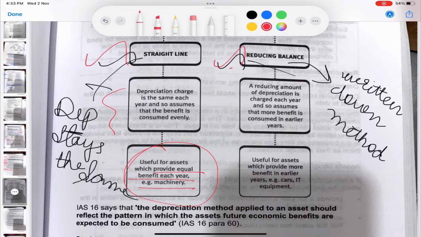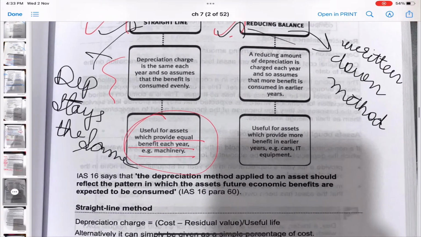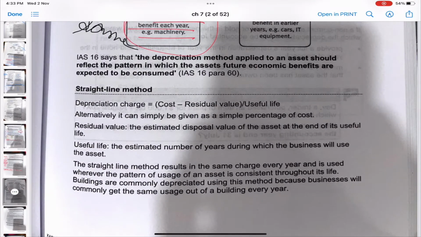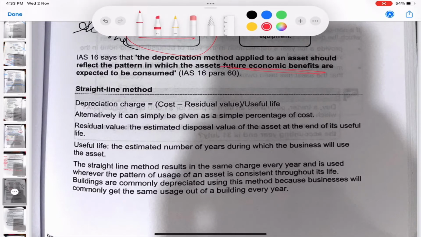And when you're doing reducing balance method, what do we do in that? It is useful for assets which provide more benefit in earlier years. For example, cars. In the initial years, we use them a lot, but after the initial years, we don't really use them as much. Now, IAS 16 says that the depreciation method applied to an asset should reflect the pattern in which the asset's future economic benefits are expected to be consumed. What do you understand by future economic benefits? Future economic benefits means something that generates income for the business.